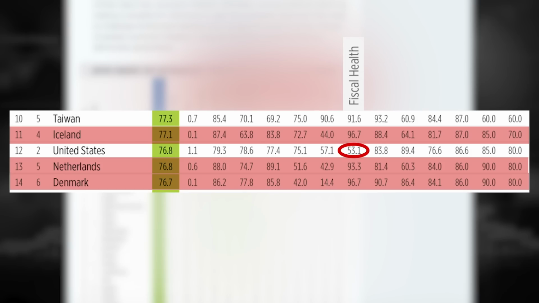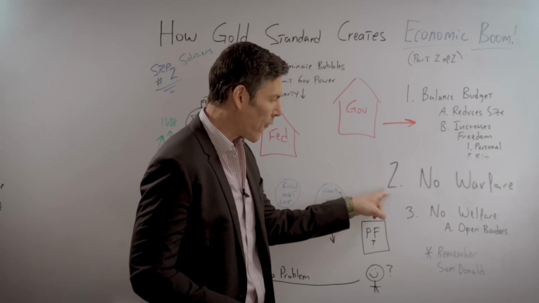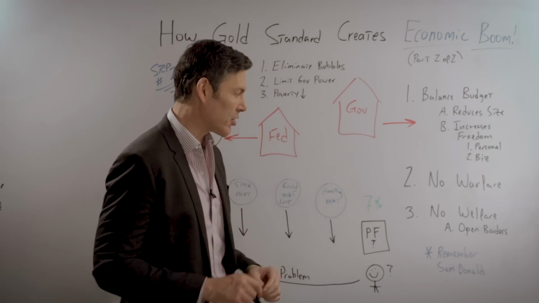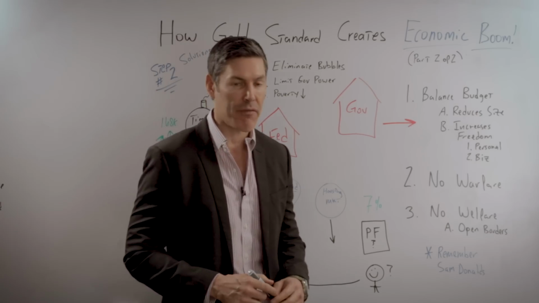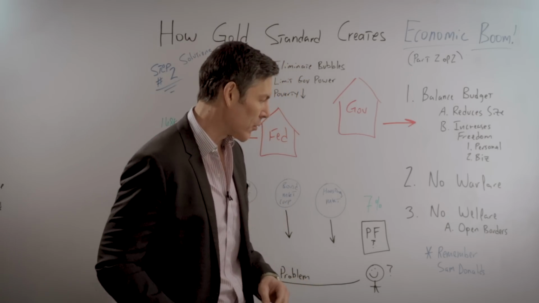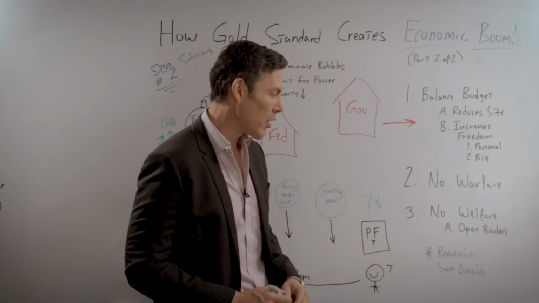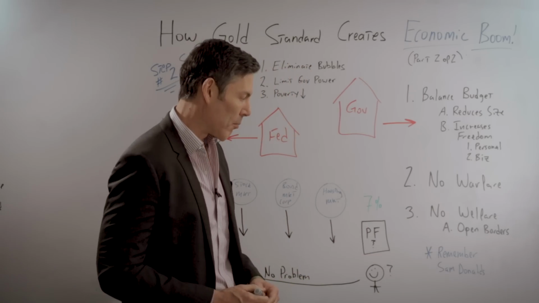53 out of 100. And government spending is 57 out of 100. And it eliminates the warfare state and the welfare state. And just to make sure I have thoroughly pissed off every single one of my viewers, I want to point out with no welfare, you also could have open borders.